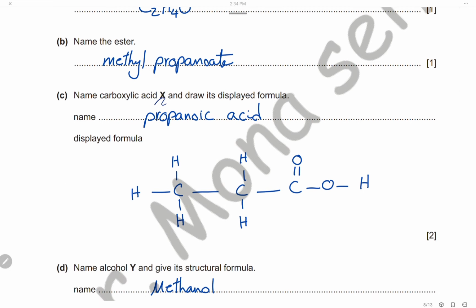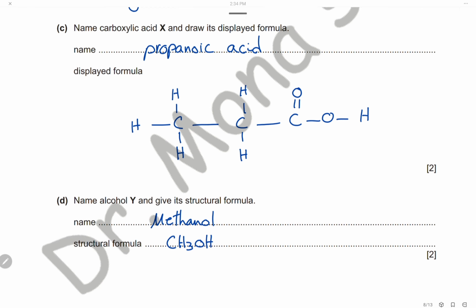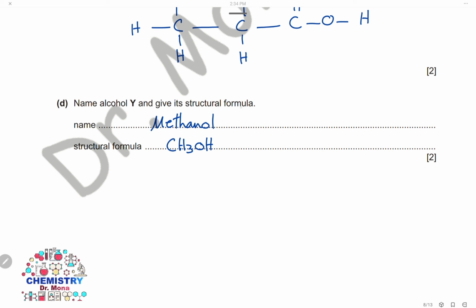Name the carboxylic acid X and draw its displayed formula. As we've just said, the acid is propanoic acid, which is an acid formed from 3 carbon atoms. The first carbon atom is the carboxylic group, so this is carbon number 1, 2, 3, and this is the displayed formula of propanoic acid. Name the alcohol Y and give its structural formula. Here he wants the structural formula of methanol, so it is CH3OH. This is the structural formula of methanol.